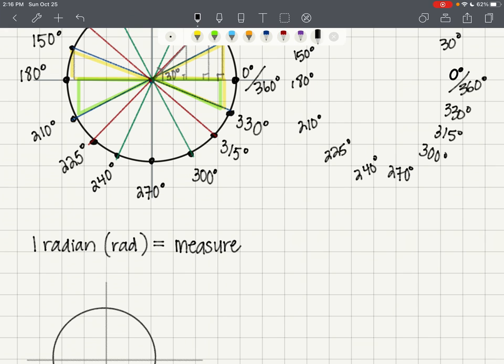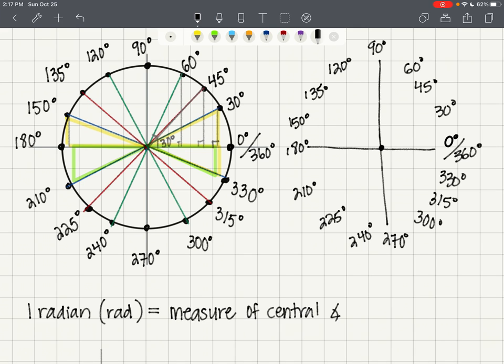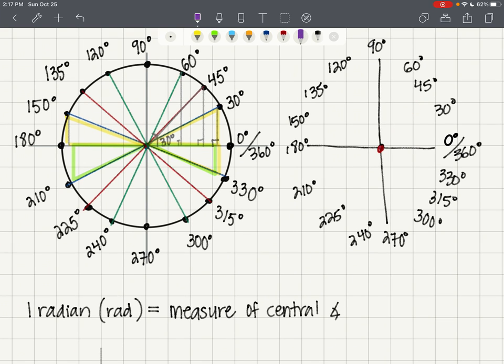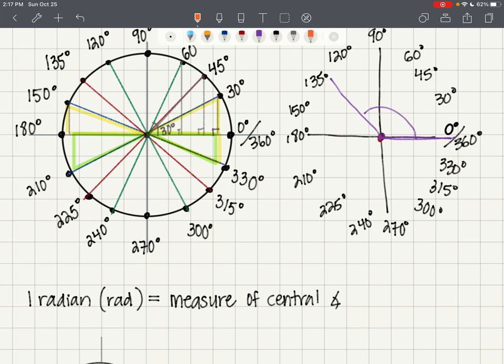Now a radian, 1 radian, we shortcut radian with RAD, is equal to the measure of the central angle. Now the central angle is the angle that's made with the origin. So here's our central angle in quadrant 1. Here's our central angle in quadrant 2. We even have a central angle in quadrant 3.